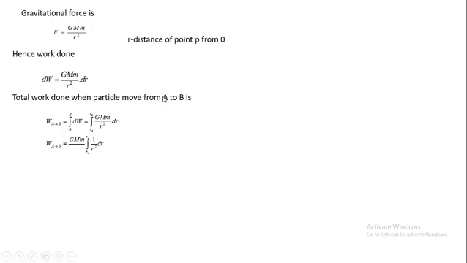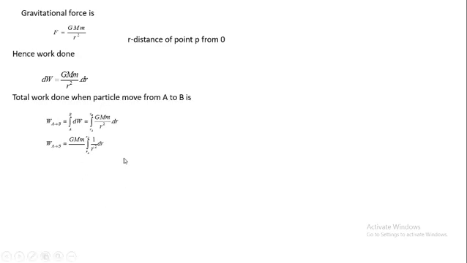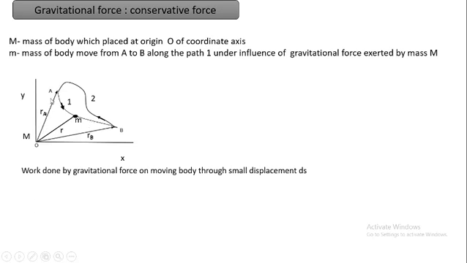So the total work done when the particle moves from A to B is determined by using integration. The integration is over dW from A to B. So there is an rA and rB: rA is the position vector of point A and rB is the position vector of point B. So we get this equation: the integration limits are rA to rB, of GMm upon r square dr. GMm is constant, so it is taken outside, leaving 1 upon r square inside.